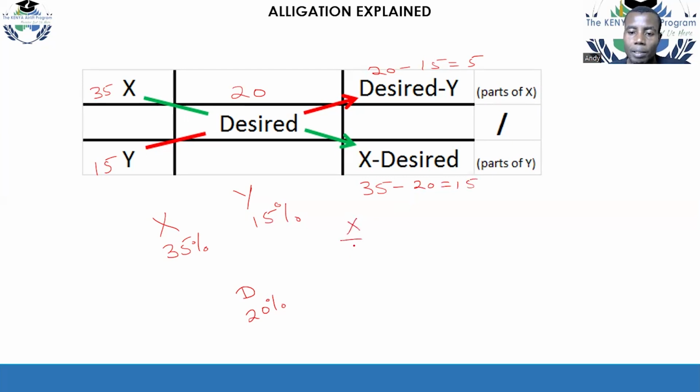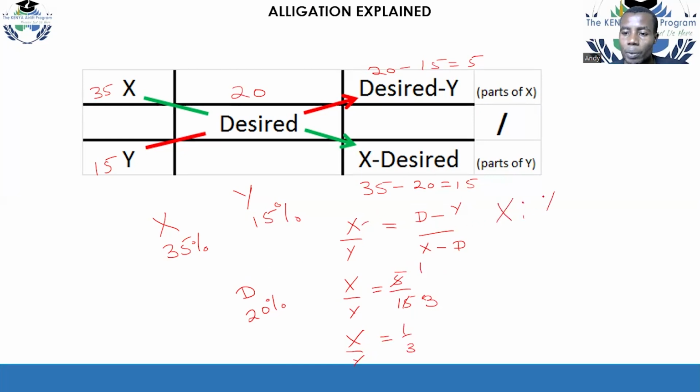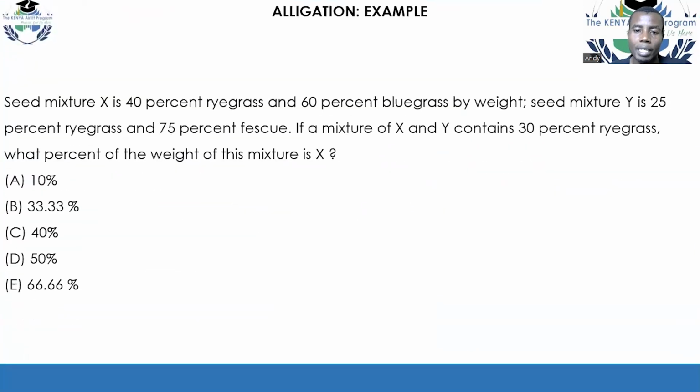Then finally you can set up your ratios this way. Have X over Y as desired minus Y over X minus desired, or X over Y, in this case, will be 5 over 15, which you can reduce by dividing by 5. So finally, we have X over Y as 1 over 3, or just in ratio terms, X to Y is 1 to 3. So let's see how we can use this approach to tackle mixture problems.